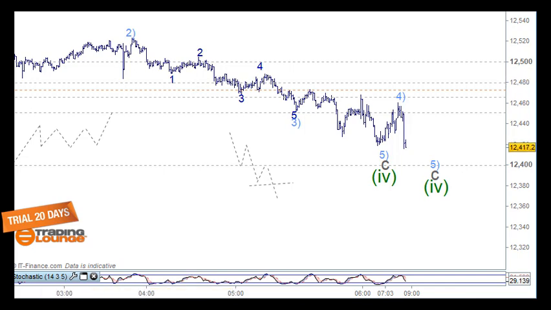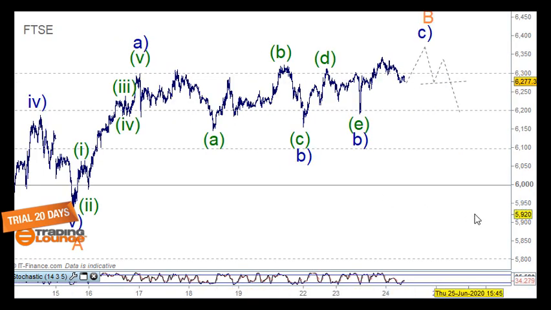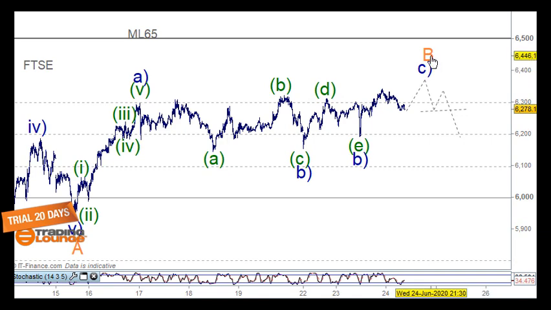And we'll have a look at the FTSE just quickly though, because it's in the same situation. However, instead of counting from an A wave here, got the A wave here to the B wave up here.